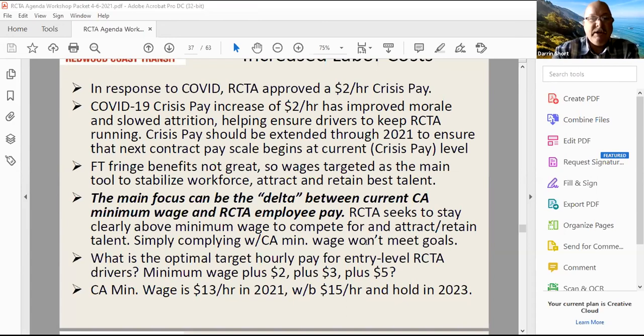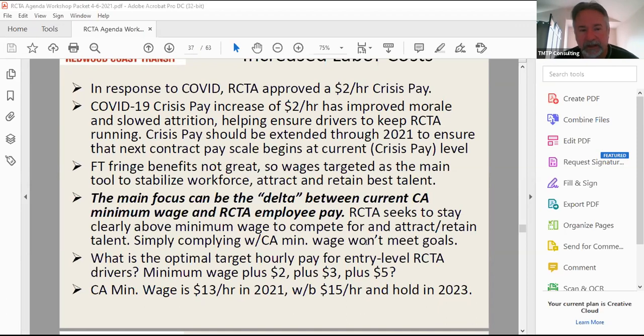So I don't know if you were looking for input from this group as to whether you want minimum wage plus 2, plus 3, plus 5, but as budgets permit, that seems to be the place where we need to encourage our most competent employees. So I don't know if anybody else has any desire to comment on this, or if you were hoping for comments on that particular item.